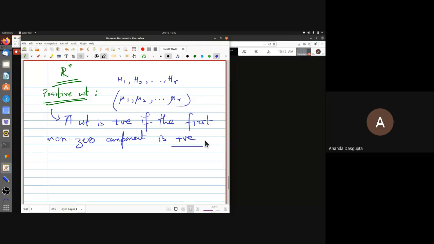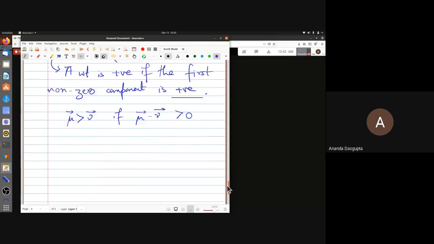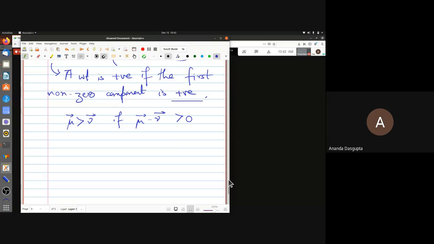In particular, this also allows you to say one weight is bigger than another weight simply by demanding that mu minus nu, the difference, is a positive weight. What that means is, well, you compare mu1 with nu1. If mu1 is more than nu1, then mu is bigger. If mu1 is less than nu1, mu is smaller.